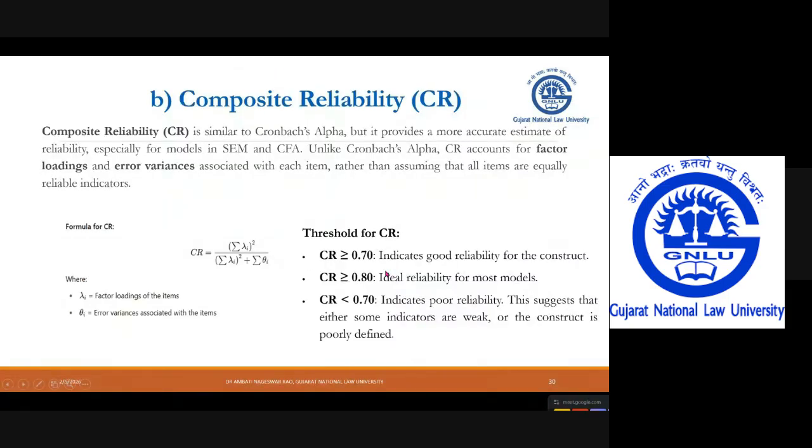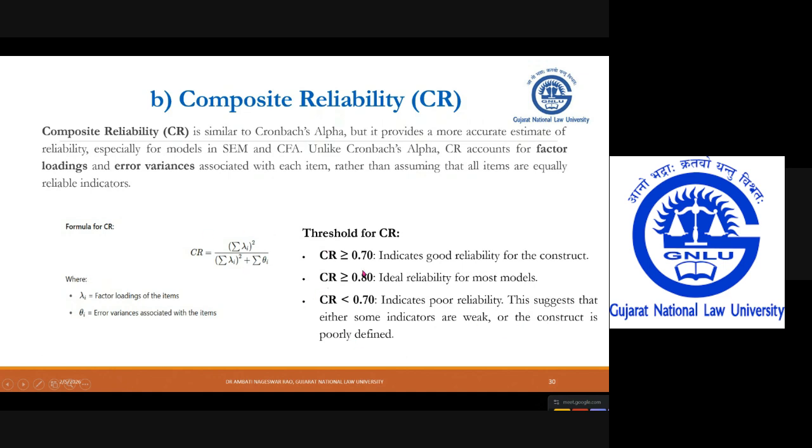Okay. Composite reliability. It is similar to Cronbach alpha, but it provides a more accurate estimate of reliability, especially for models in SEM and confirmatory factor analysis. Now, what is the threshold value? Just like the Cronbach alpha value, even the composite reliability value should be greater than 0.70. If it is less than 0.70, it indicates poor reliability. This suggests that either some of the indicators are weak or the construct is poorly defined.